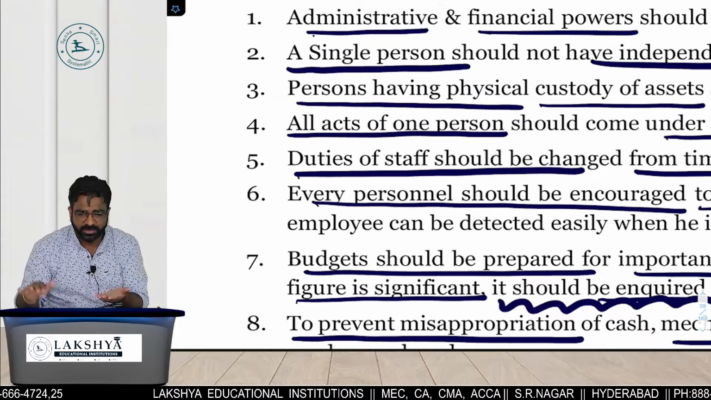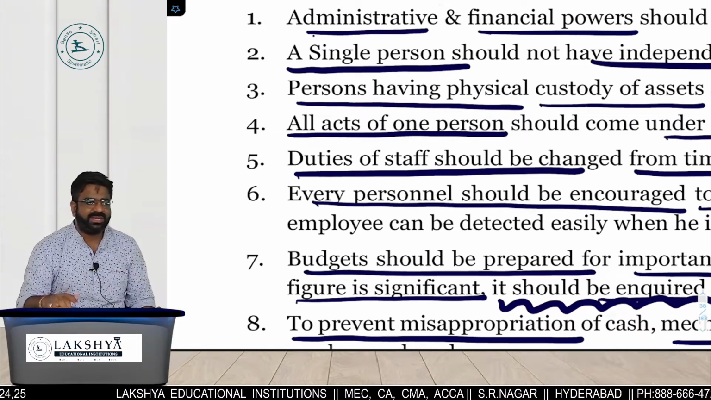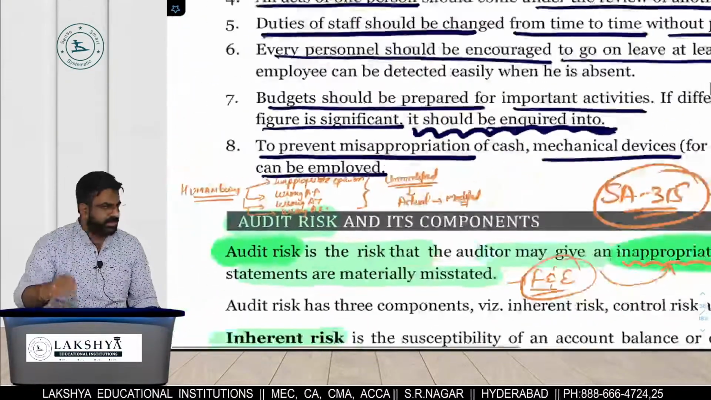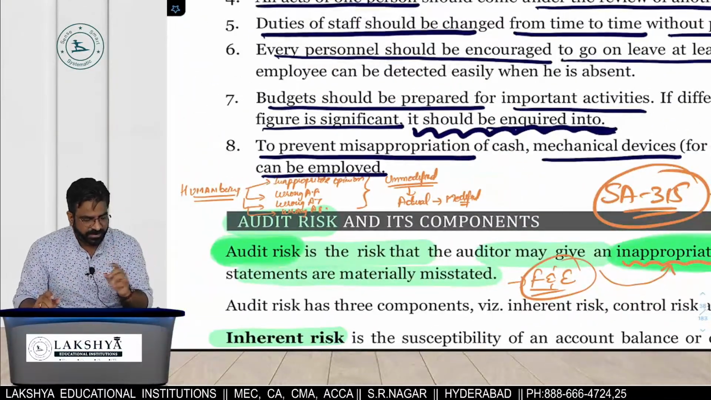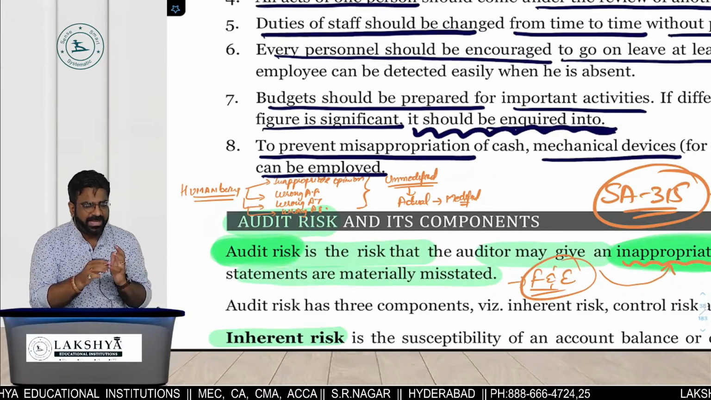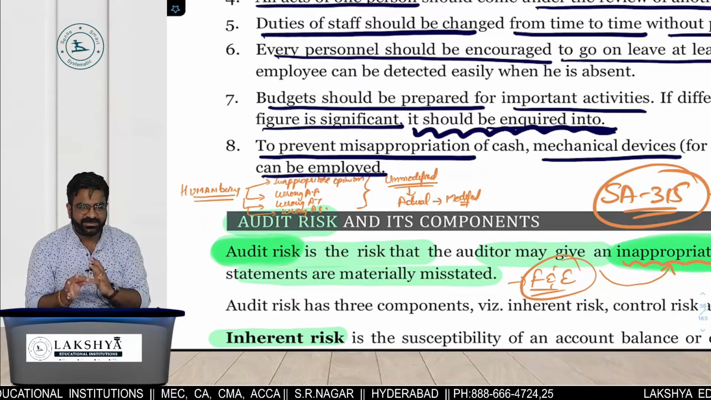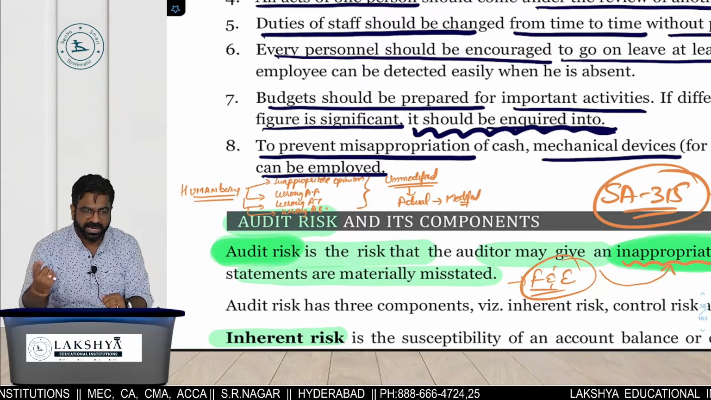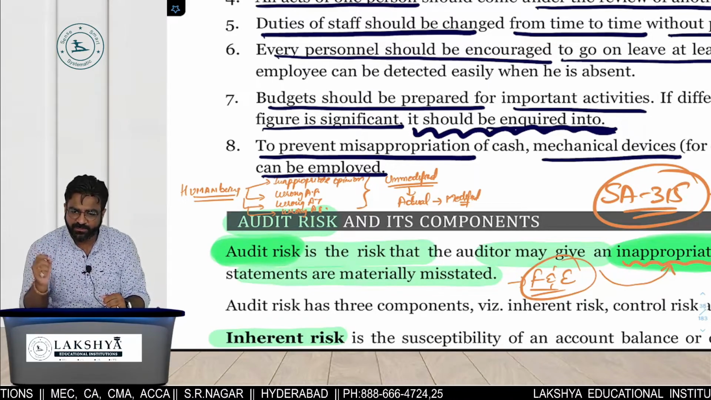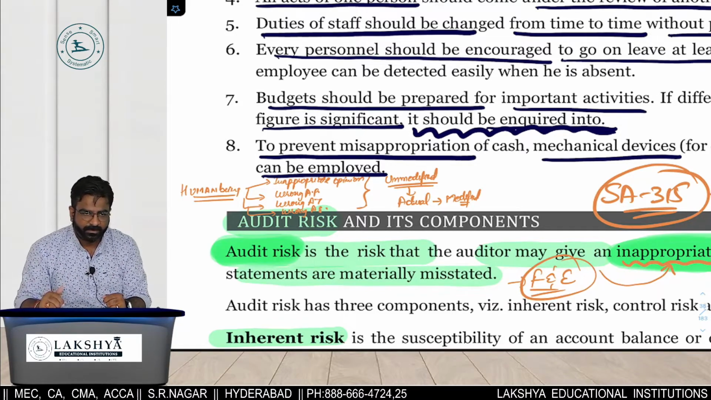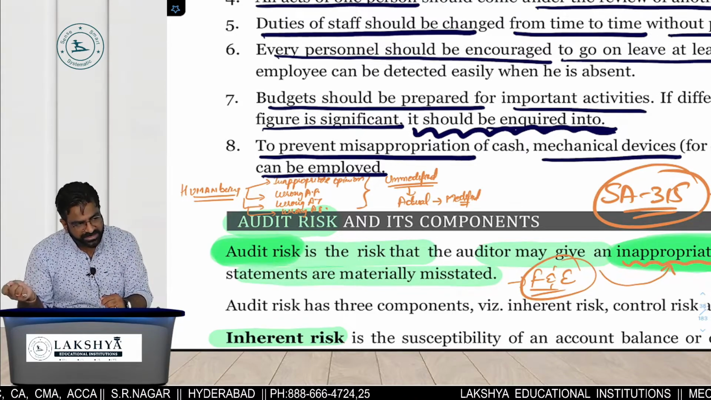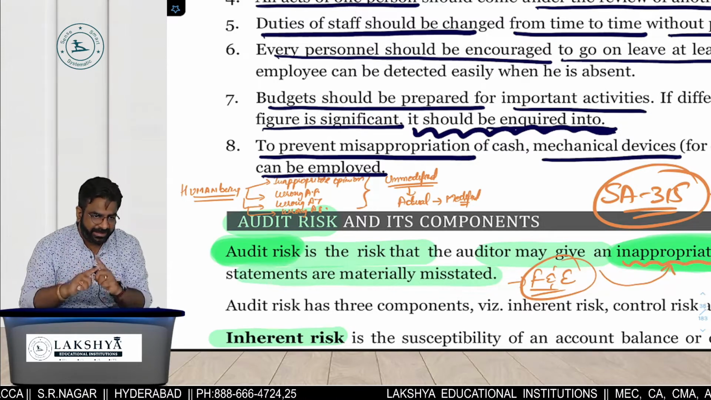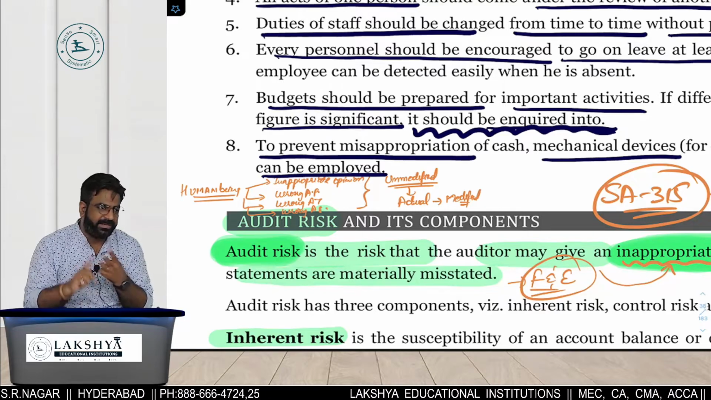Internal control system. अब अपने को करना है 315. What is 315? अभी सुनो 315 का पहले नाम समझो. What is the name of 315? Identifying and assessment. Repeat the word. Of ROMUM. Identifying and assessment of ROMUM. What is ROMUM? In financial statements. In where? By understanding entity, its environment and internal controls.